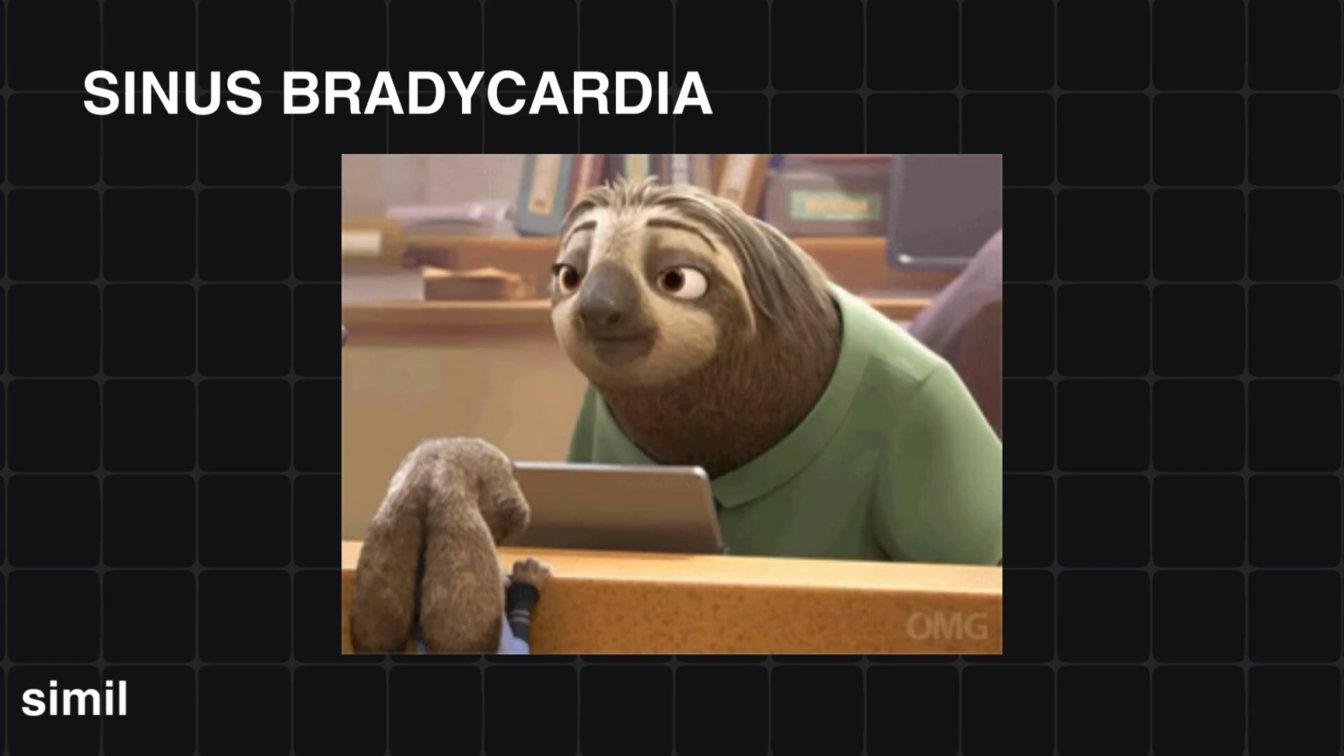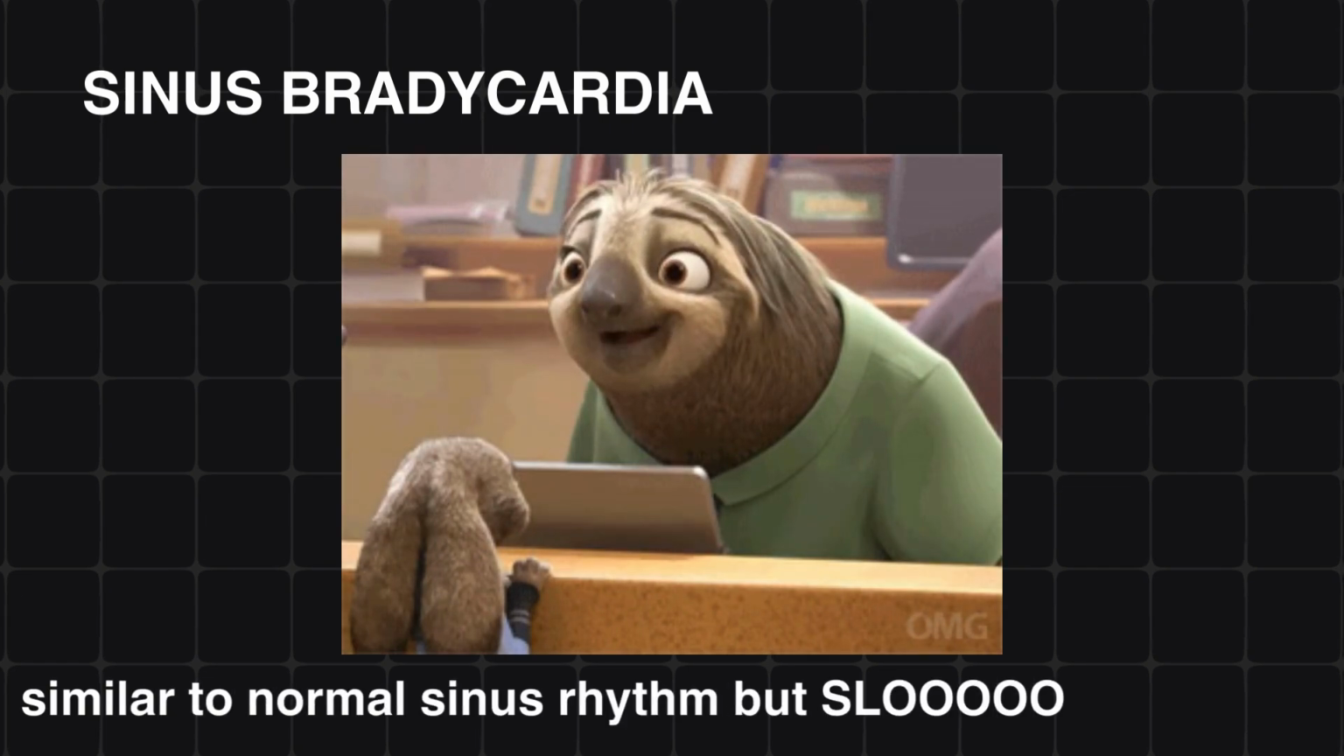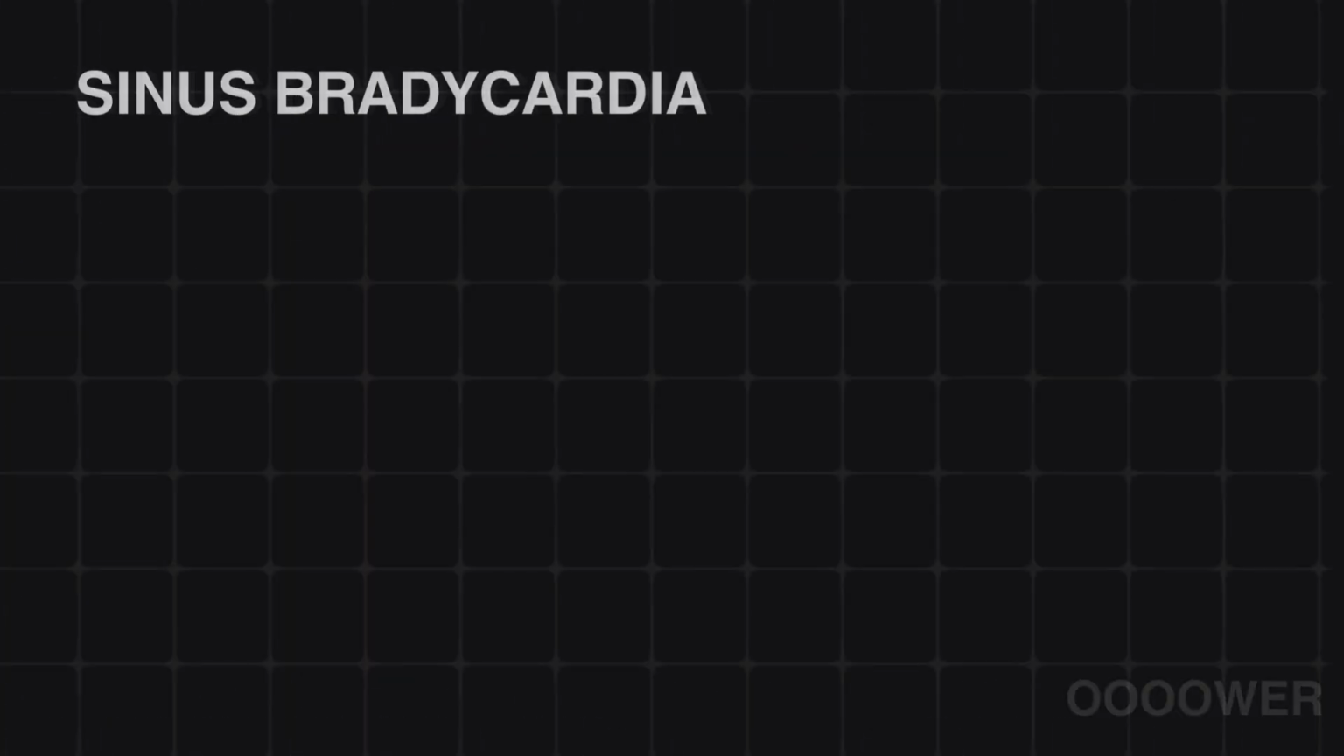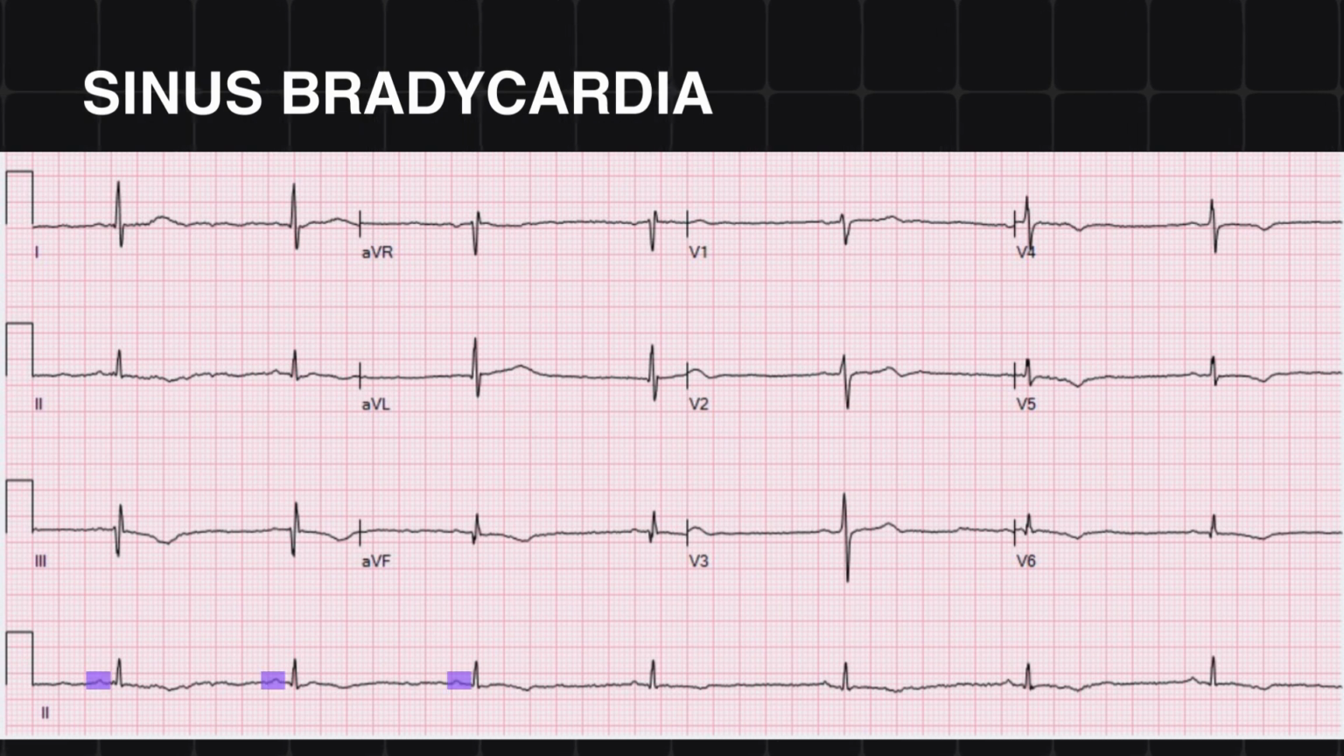Sinus bradycardia will be similar to normal sinus rhythm, but the rate will be less than 60 beats per minute. So in the ECG, there will be isomorphic P waves, all P waves followed by a narrow QRS complex. The PR interval will be normal and constant, and the P wave axis will be normal. The only difference being the RR interval will be more than 5 large boxes.